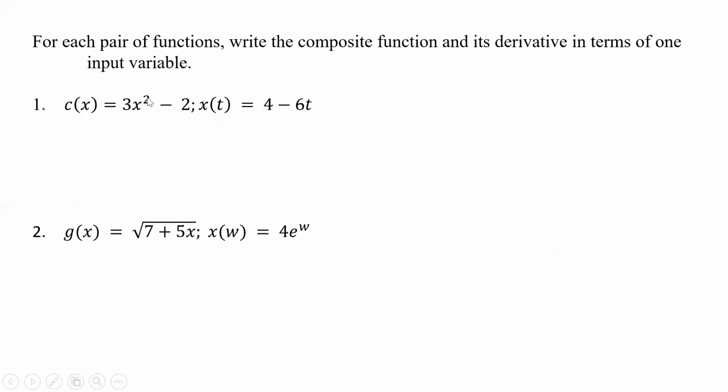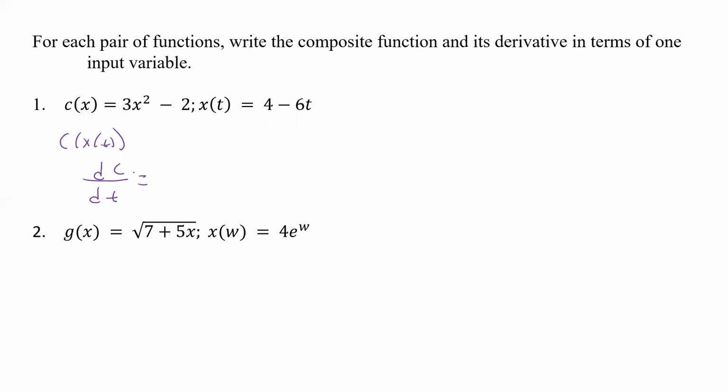All right. Here we're doing some more composite functions. It looks like the composite function and its derivative in terms of one input variable. All right, that works. So what are we going to do? Well, let's first think about what we have here. We have c of x is equal to this, x of t is equal to this. So it looks like we need to do c of x of t. So that's what we're going to do. When we get done, we want dc/dt.